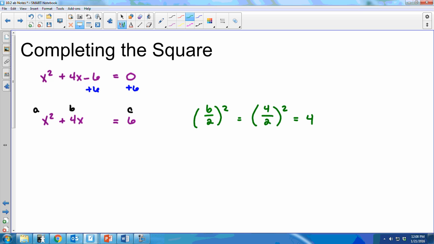Right? Now, step 3, you have to add that to both sides of the equation. You can't just do something to one side. You have to do both sides. It's an equation. So we're going to add 4 here, and we're going to add 4 there.